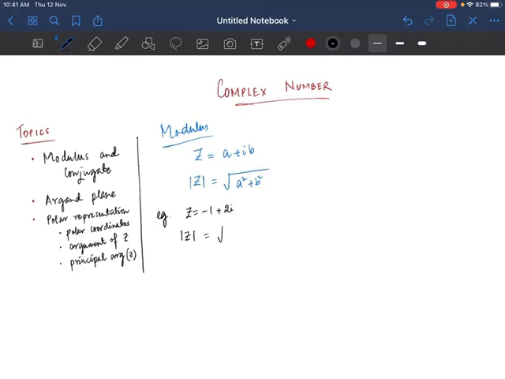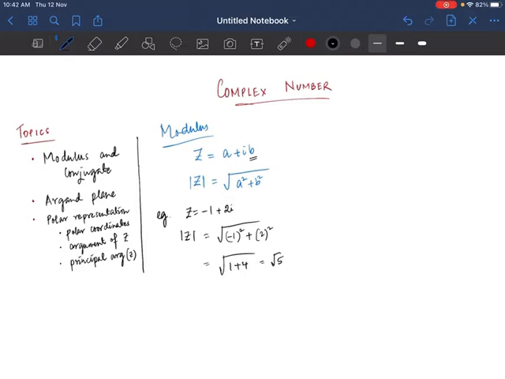So mod z will be root over of minus 1 whole square plus, you will not take ib, I will take b. I will not take ib whole square, I will take b whole square, that is 2. So 2 whole square. So it gives us 1 plus 4, that is equal to root 5. So you can directly say that the modulus of z is root 5.